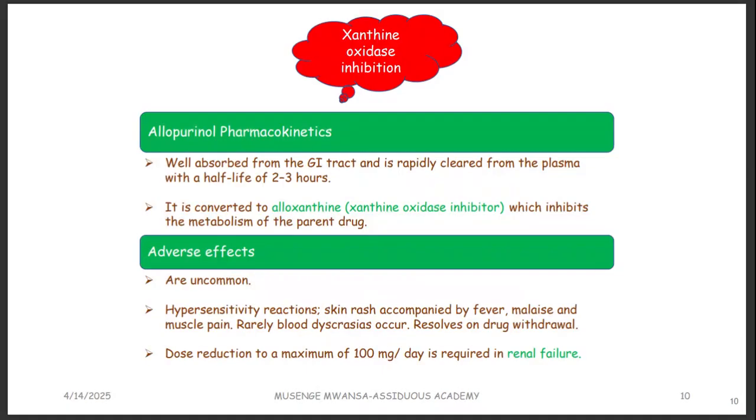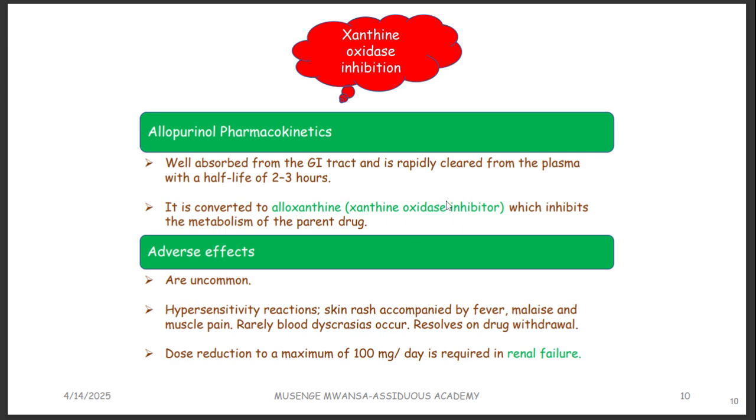febuxostat. Allopurinol, the pharmacokinetics is well absorbed from the GI tract, so you can give it orally and it is rapidly cleared from the plasma. It has got a half-life of 2 to 3 hours. That's the period in which it's going to work. It's converted to alloxanthine, okay, and this alloxanthine is a xanthine oxidase inhibitor.